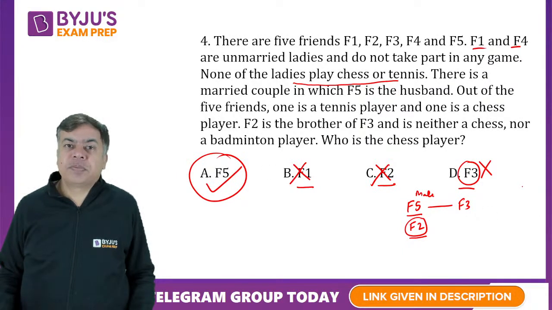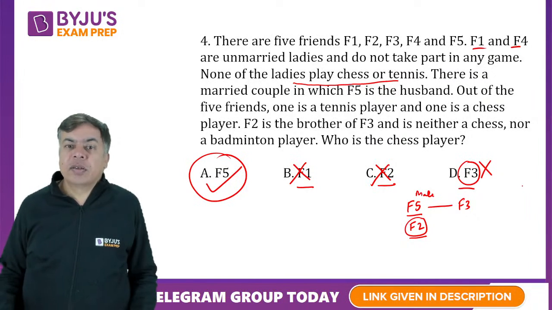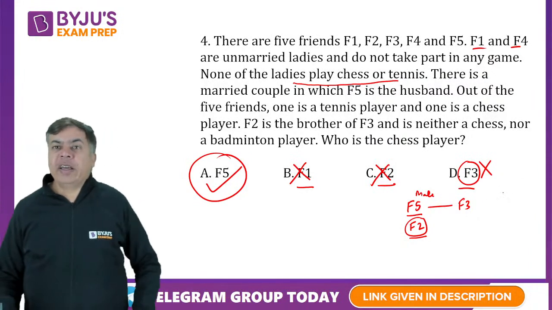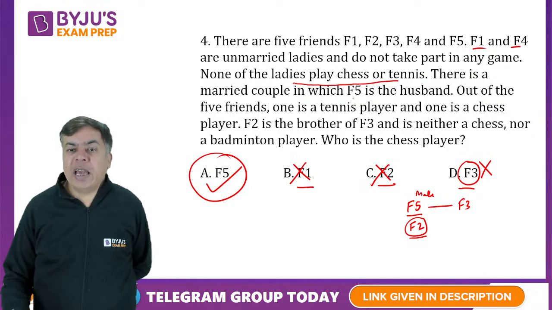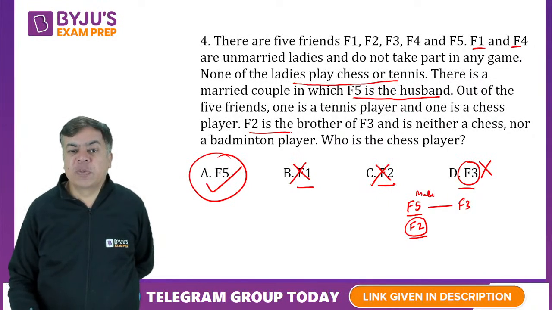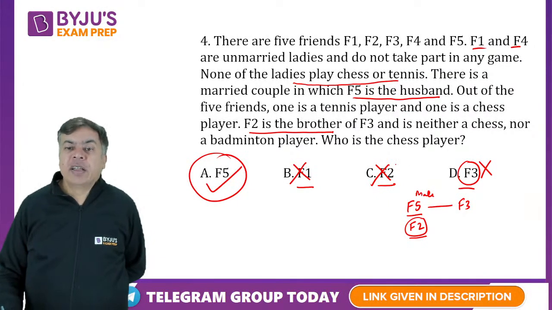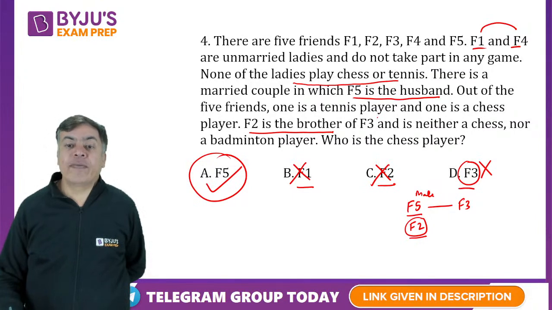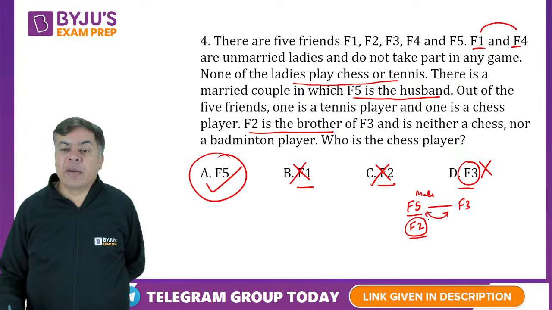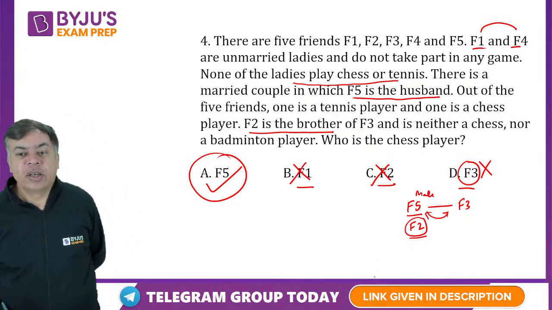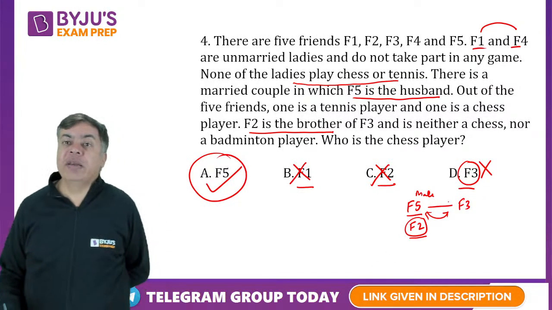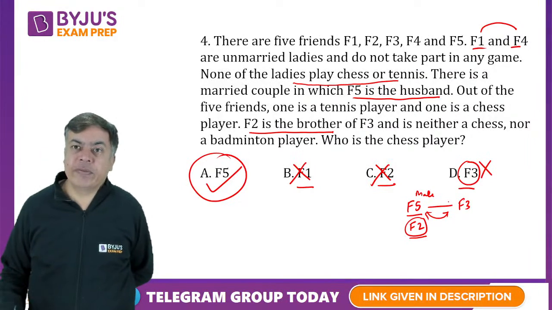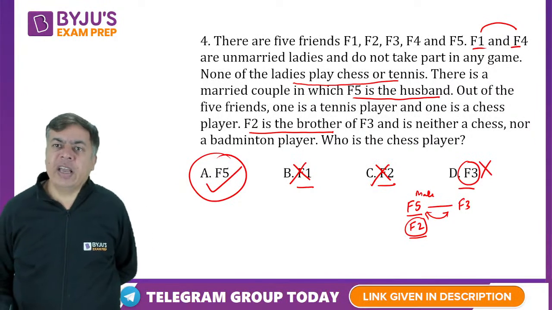Here there are 2 persons who are male. F5 is the husband, F2 is the brother. And F1 and F4 are unmarried ladies. So F3 must be the married lady, because there is a married couple where F5 is the husband. So F3 must be female, the wife. Yes, A is the correct answer.